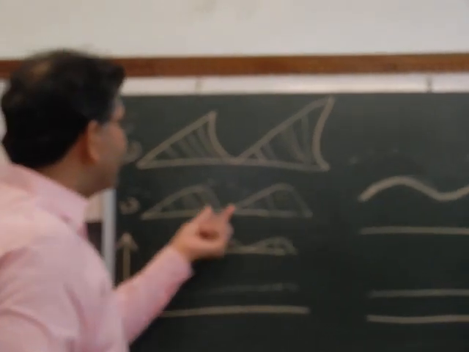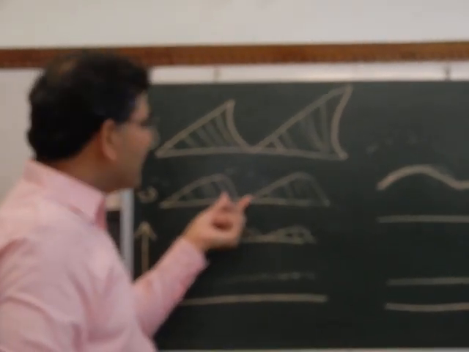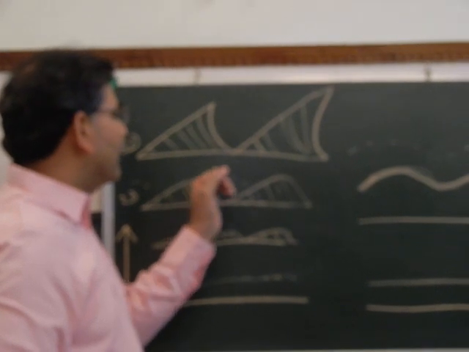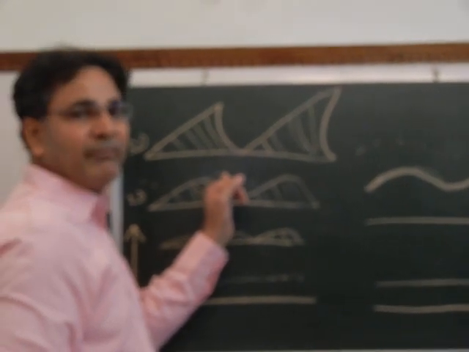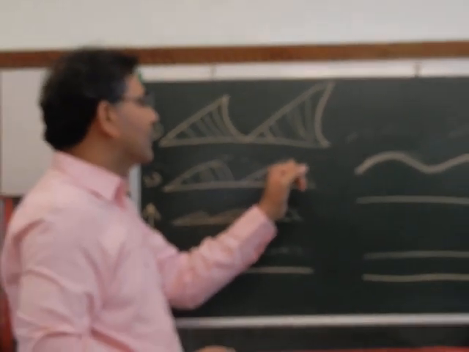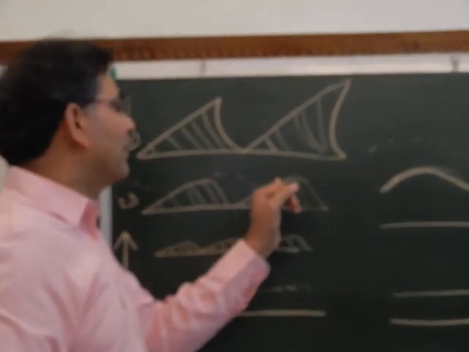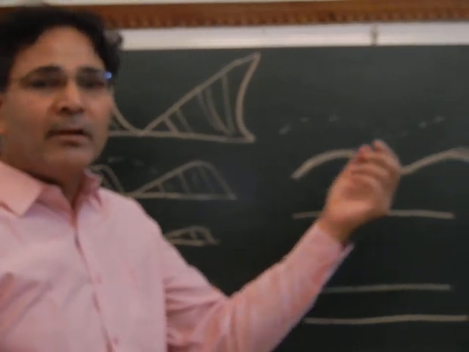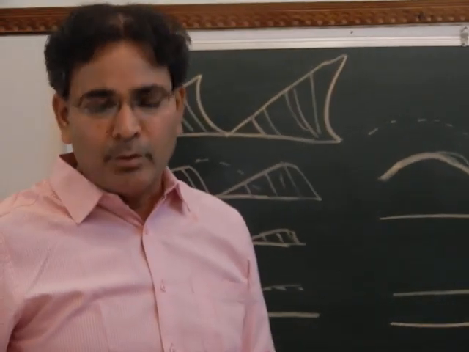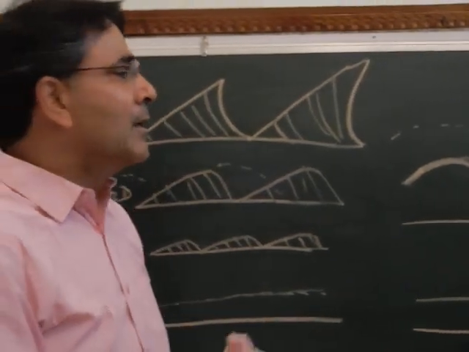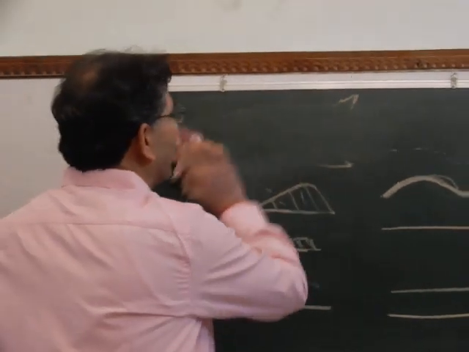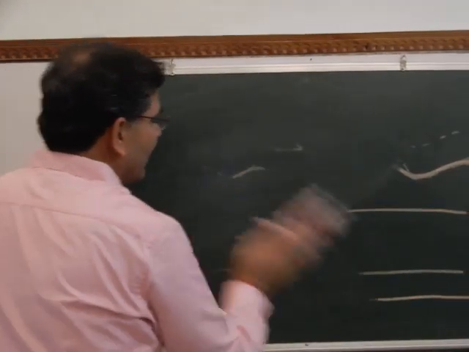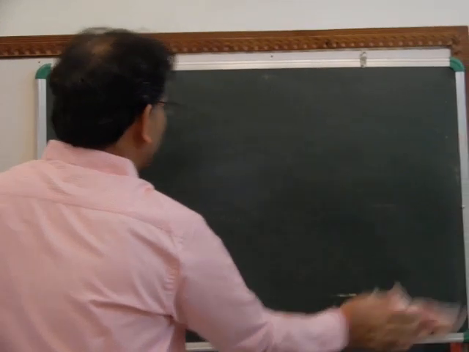Means where we are having trough of the ripple marks, at that point there will be crest of the wave, and where we are having crest of the ripple mark, there will be trough of the wave. Whereas in the case of anti-dunes, the trough and crest of the anti-dune will coincide with the trough and crest of the ripple marks.